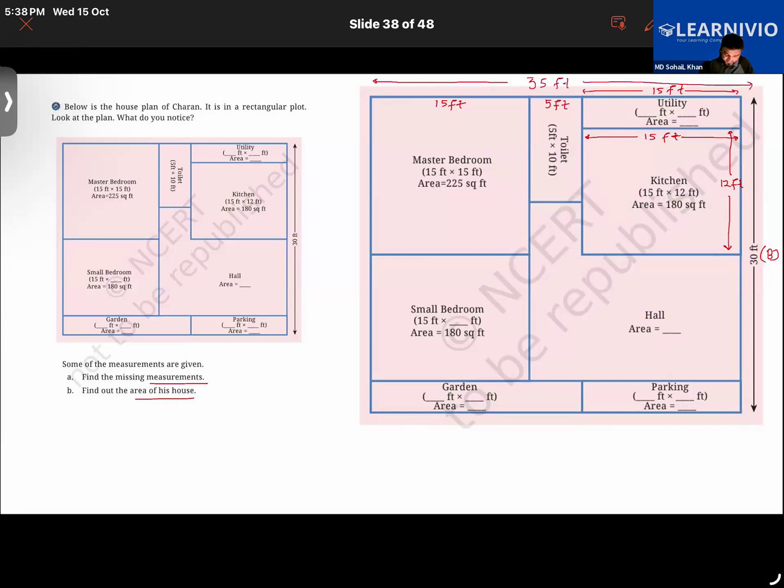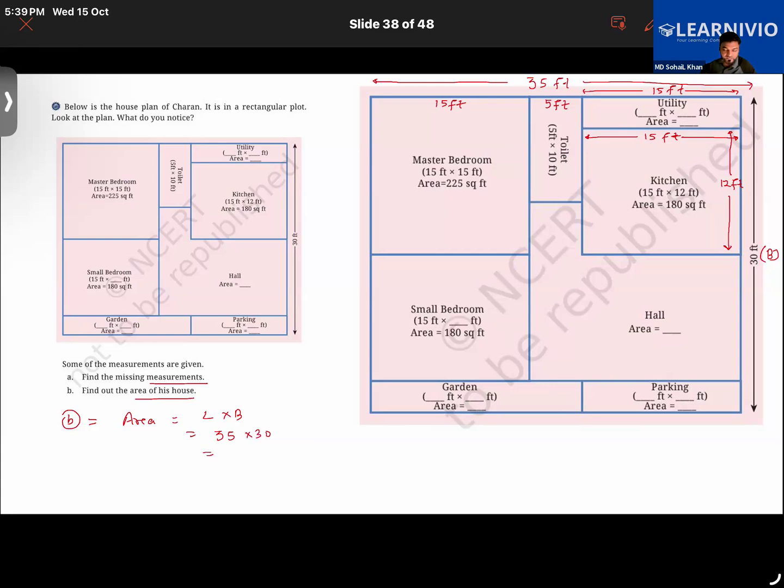So now you can easily find the area of the house, like for question number B, we already found out the answer. So area of the house is going to be length into breadth. Length is how much? Length is 35, and breadth is 30 feet. So 35 into 30. That is going to be how much?